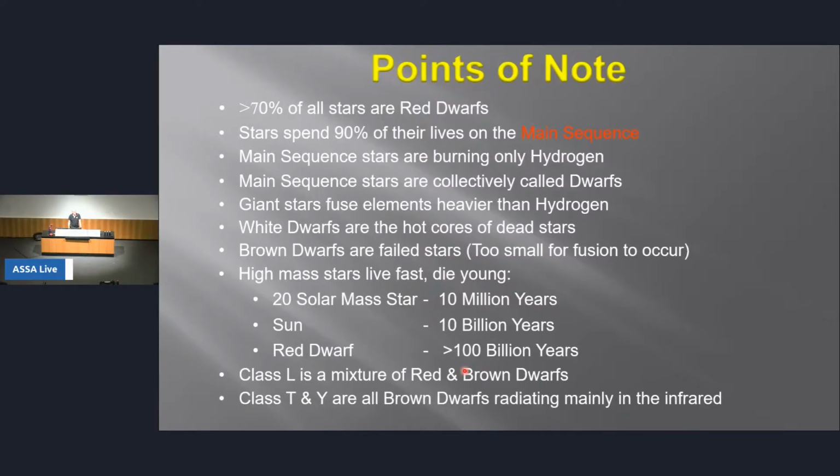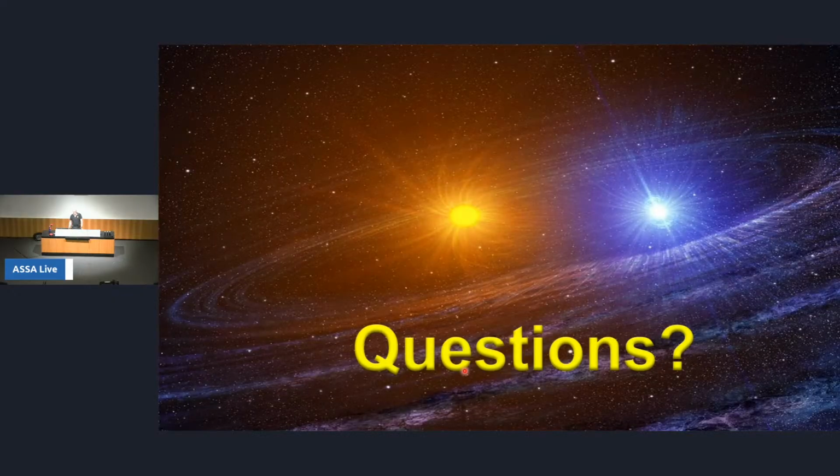We also have T and Y class stars, but these are all brown dwarfs. These are temperatures less than 2,000 degrees, and because they're so relatively cool, they're radiating mainly in the infrared. And that concludes the talk.